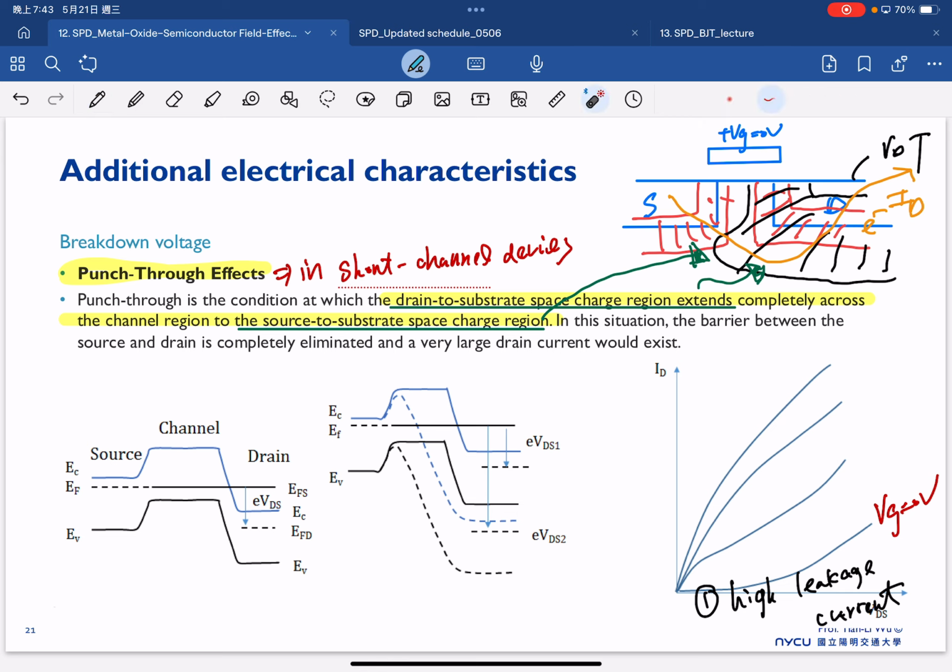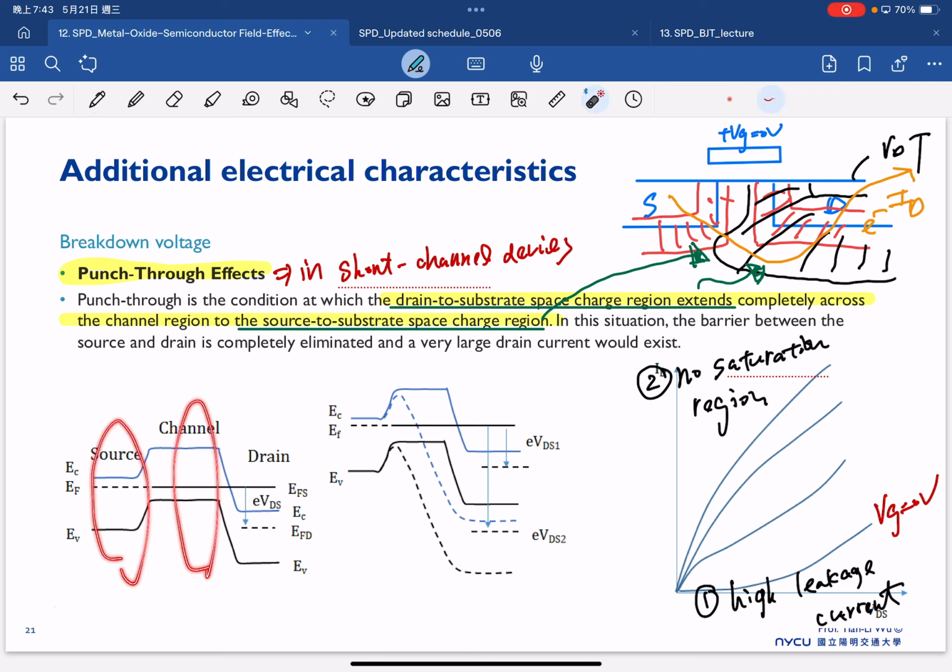And also, there's no saturation region. The similar things can also be understood from the Venn diagram. So the Venn diagram here shows a source, channel, and drain, and because our source is N plus, this is N plus, P, N plus. Right now, the barrier between the channel and source is high.